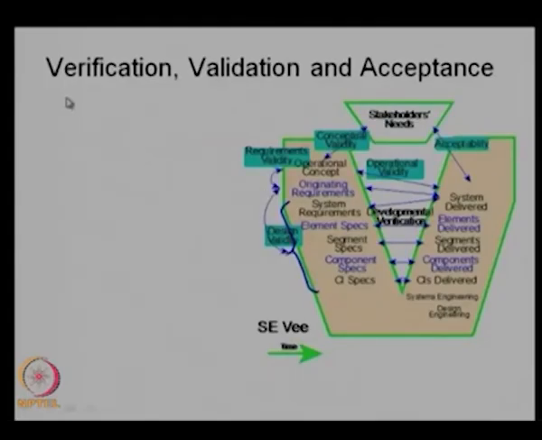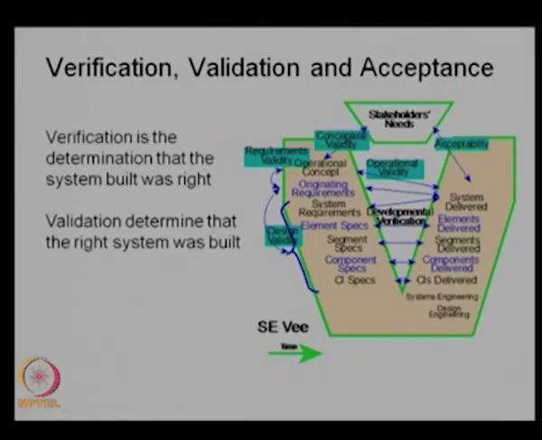As I mentioned, verification, validation and acceptance are the three procedures in the qualification process. As you can see here, verification is the determination that the system was built right. Verification basically ensures that the system is built right, or that the system we are building is the right one that we actually wanted to design. And validation determines that the right system was built. So, that is the difference between verification and validation.